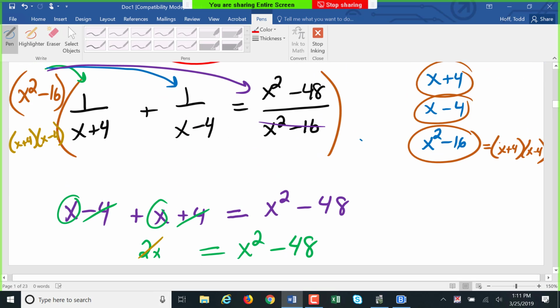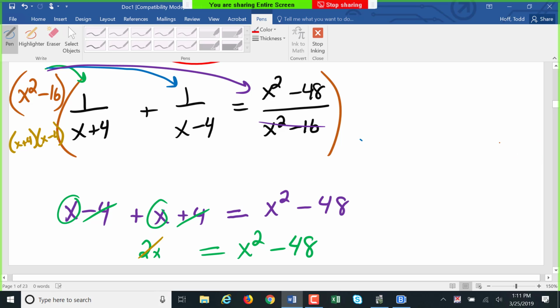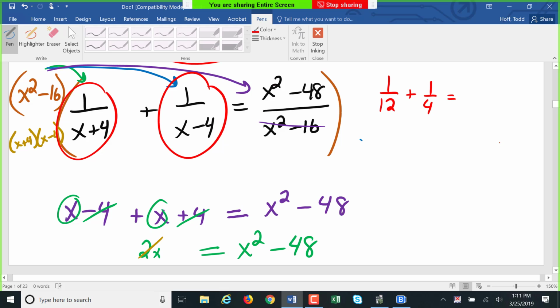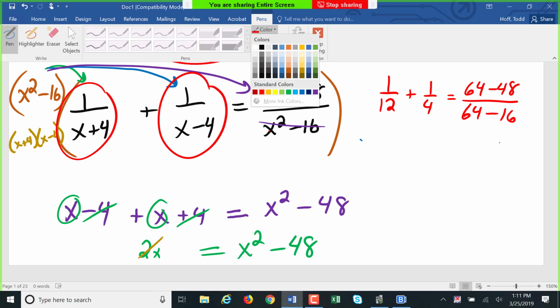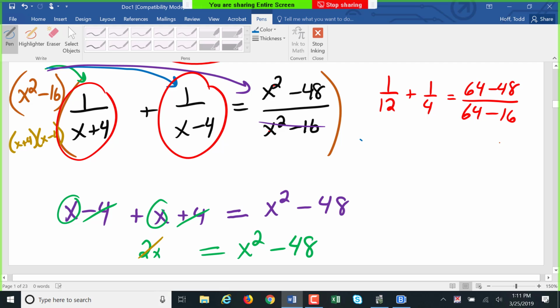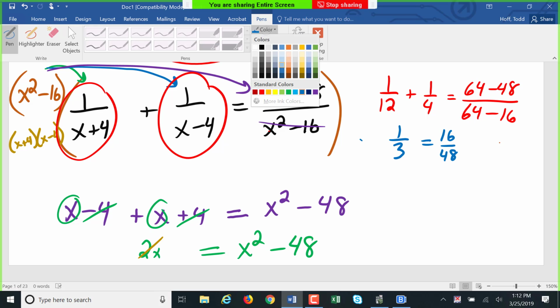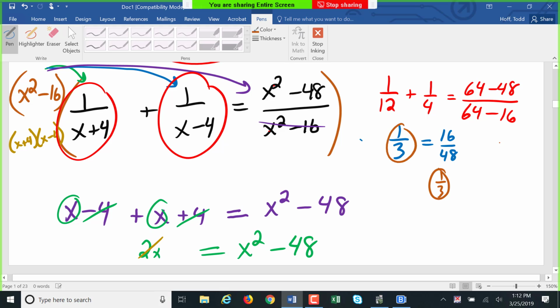So x equals 8. Let's go back to our original equation. So if x equals 8, this becomes 1 over 8 plus 4, which is 1/12. This becomes 1 over 8 minus 4, which is 1/4. Eight squared is 64 minus 48. This will be 64 minus 16. 1/12 plus 1/4 is 1/3. 64 minus 48 is 16. 64 minus 16 is 48. 16/48 does reduce to 1/3. So the 8 works.